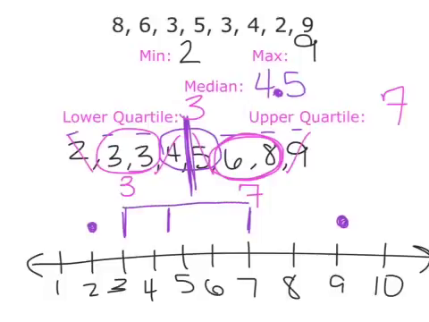I connect my 3 lines, and then I just draw a line out to both of my dots, which makes my whiskers. Box and whisker plots are as simple as that. Just constantly think middle, middle, middle. Find the middle of the entire thing for your median. Find the middle of the front half for your lower quartile, and find the middle of the back part for your upper quartile. It's that simple.